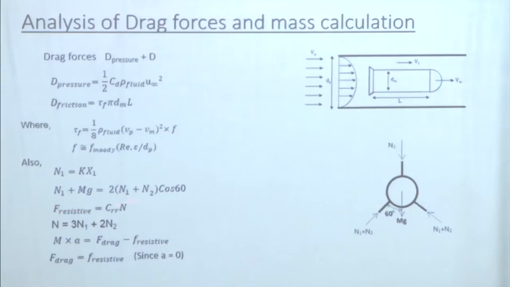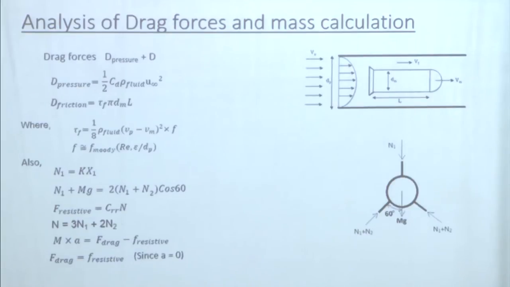From static equilibrium we get this equation, and since we consider our robot will not have acceleration, if you want to design it for acceleration also, then you have to put the acceleration value here. So I have considered A as 0. I have considered it will move in uniform velocity. So it comes to a very simple equation: the drag force is equal to this resistive force. From that we can find out what should be the mass of this robot.